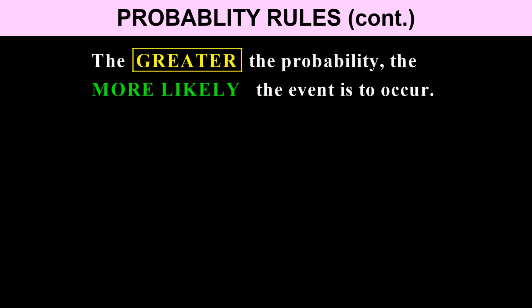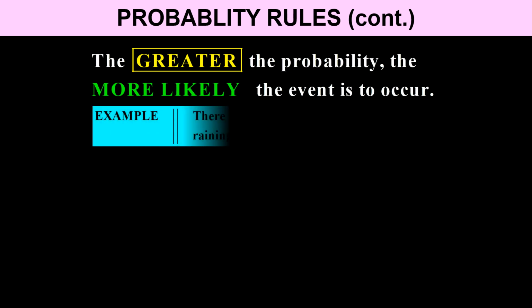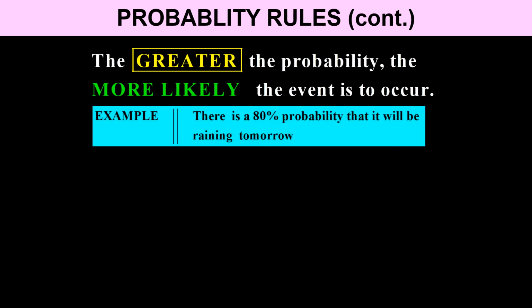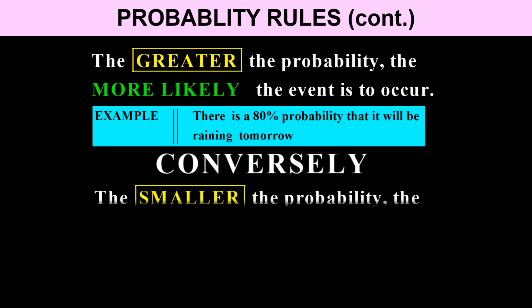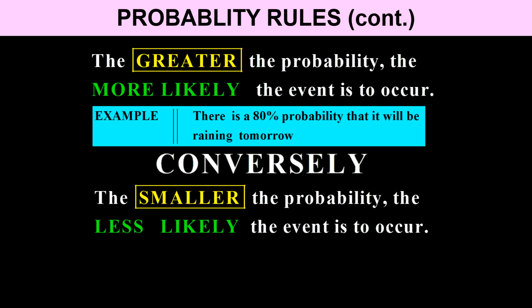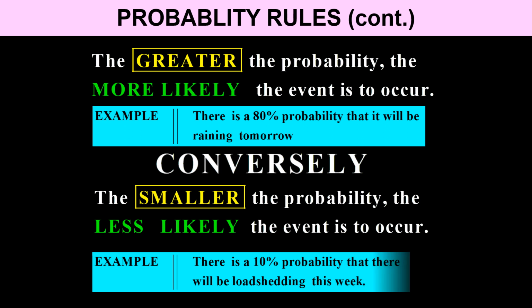Now, the greater the probability, the more likely the event is to occur. What does that mean? Let's illustrate that by means of an example. There is an 80% probability that it will be raining tomorrow. So it's very likely that it will rain. Conversely, we can state that the smaller the probability, the less likely the event is to occur. For example, there is a 10% probability that there will be load shedding this week. So it's not likely that there will be load shedding.